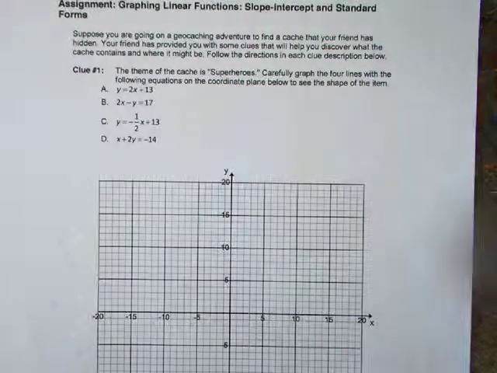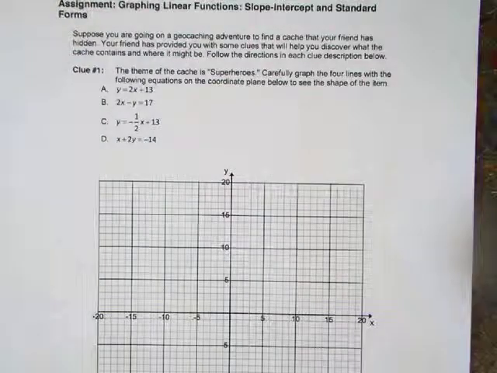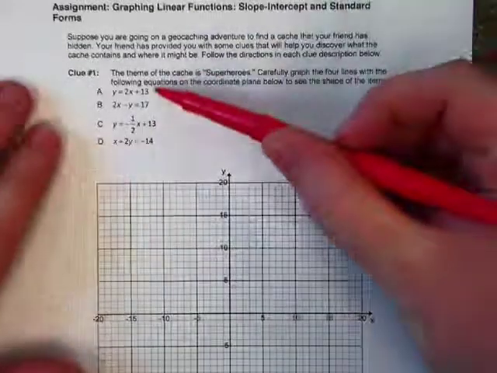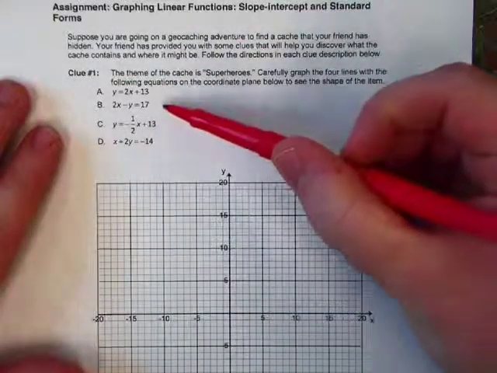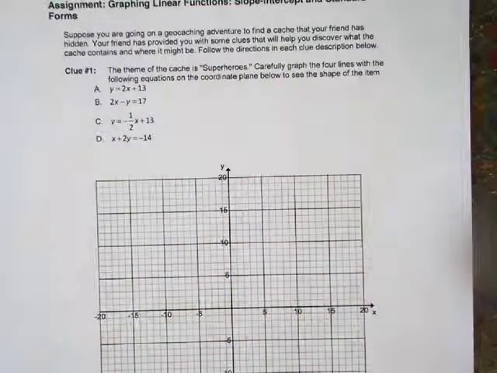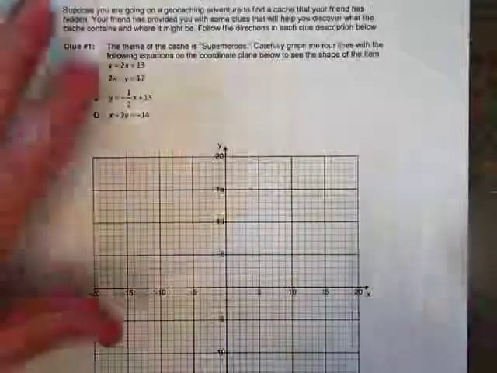Clue 1. The theme of the cache is superheroes. Carefully graph the 4 lines with the following equations on the coordinate plane below to see the shapes of the item. Now, right there, we have 4 different equations, A, B, C, D. Some are in the slope-intercept form, and some are not. And we can graph both of those really easy. So let's go ahead and graph the first one.